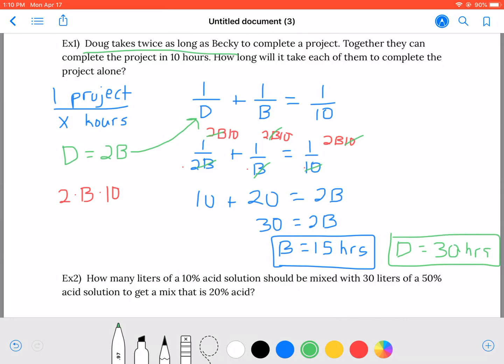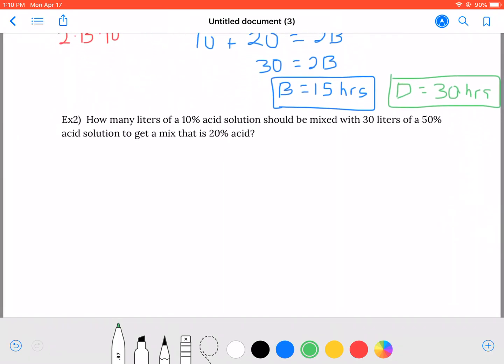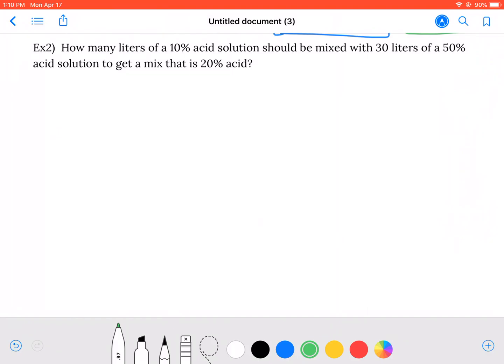Okay, so that's the combined work problems. The other ones that we see a lot are these mixture problems. You have a solution, you've got to have it at a certain amount, a certain percentage, and so on. So here we have: how many liters of a 10% acid solution should be mixed with 30 liters of a 50% acid solution to make it so that it's 20%? I don't know if you've ever done problems like this in chemistry or anything like that. But what we're trying to find is how much of this 10% are we adding.